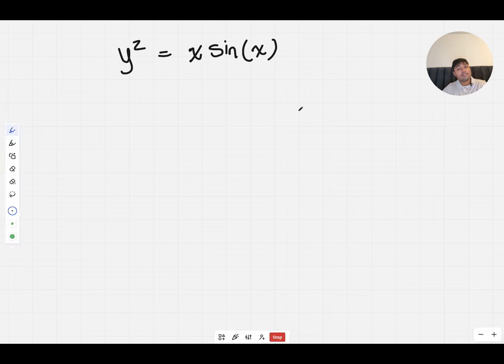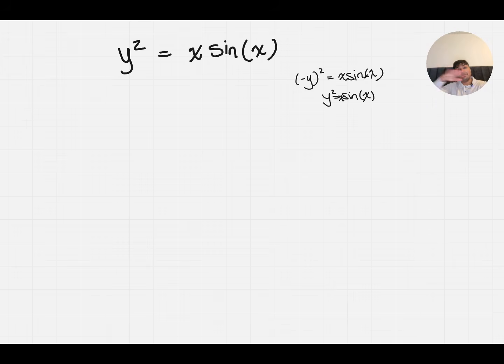I do notice that this graph has symmetry because if I swap the y for a minus y, so if I had minus y squared and kept the x's as they are, then I get the same curve, x sine x. And so that tells me that this curve has symmetry in the line y equals 0, namely the x-axis. So this graph has symmetry in the x-axis.